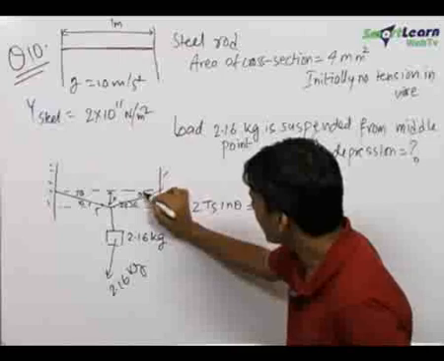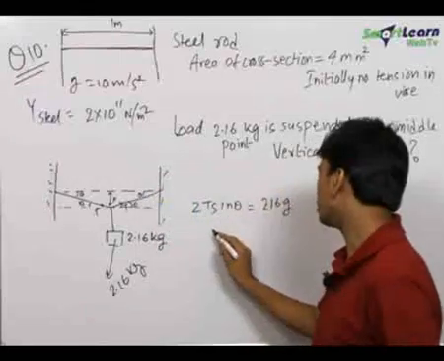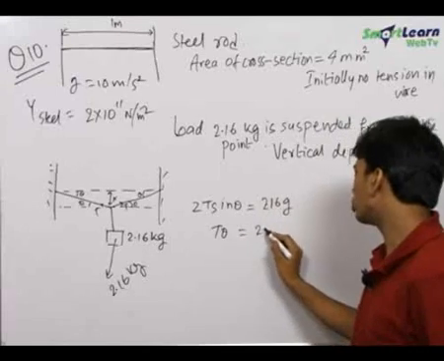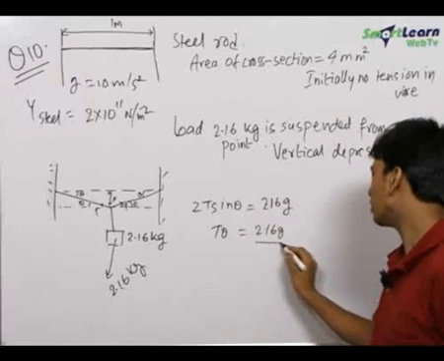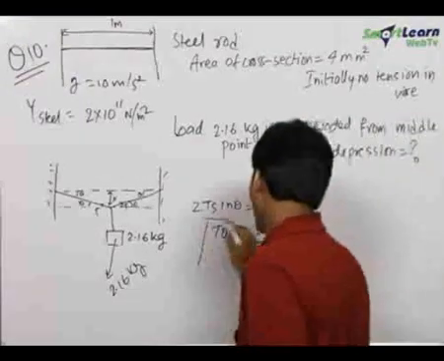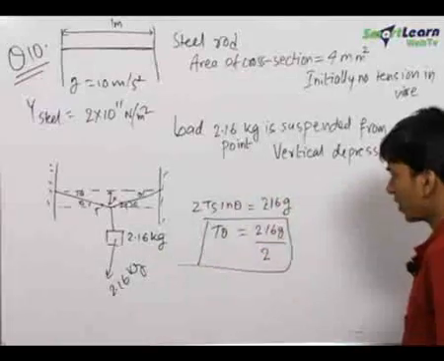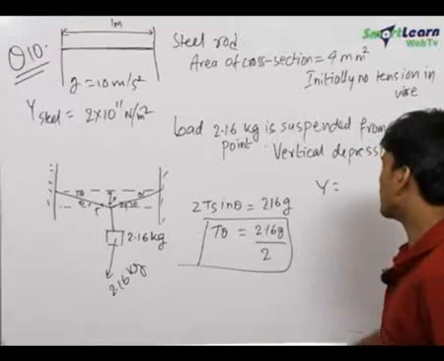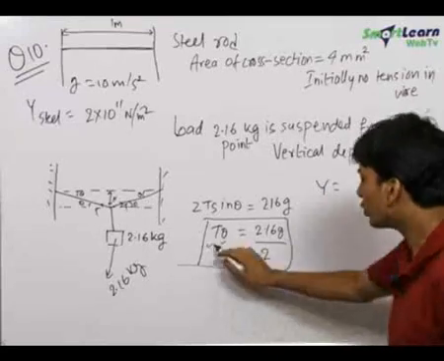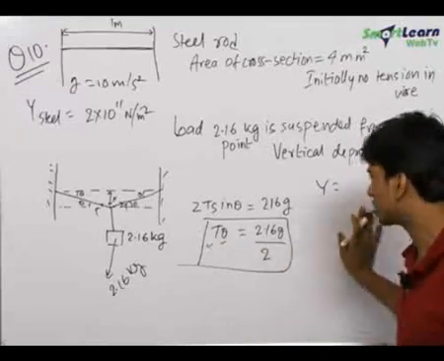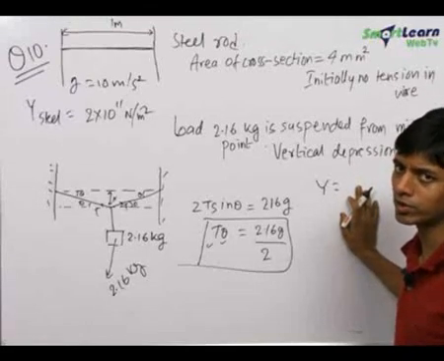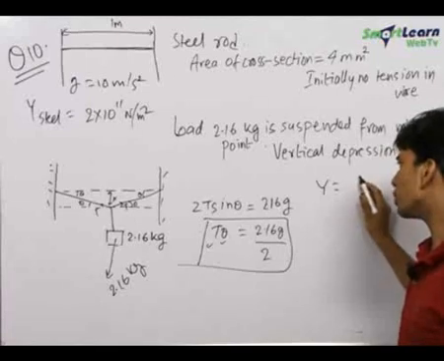Now this theta will be very small, therefore sin theta can be written as theta, therefore T into theta becomes equal to 2.16 into g upon 2. We remember this result. We have two variables now, so we need one more equation to solve this question. The other equation will come from the formula of Young's modulus, Y is equal to stress upon strain.